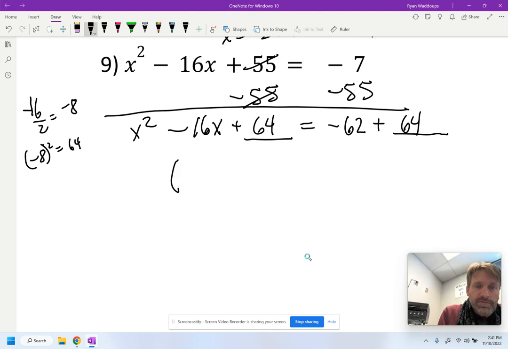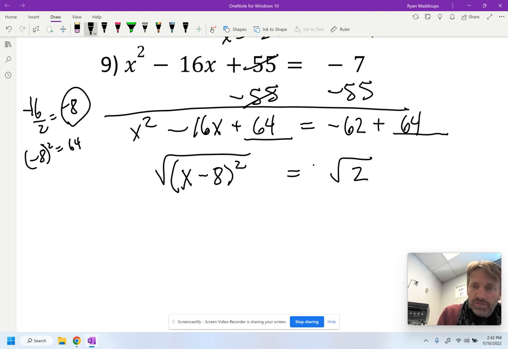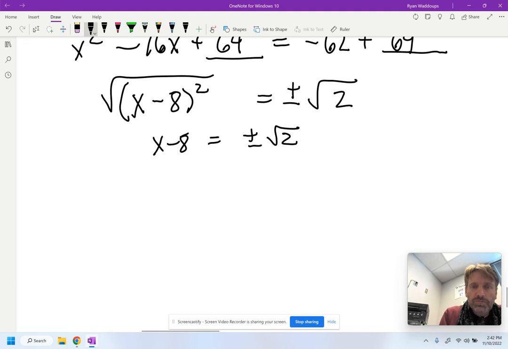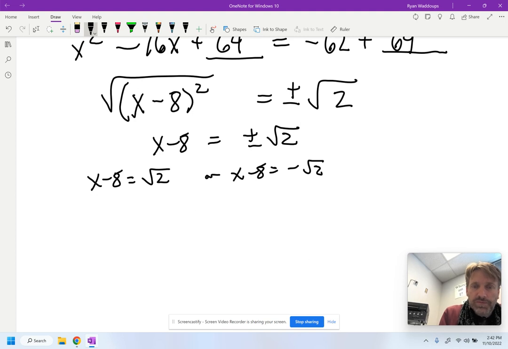And then I factor it. X, this is where I use that minus 8. X minus 8 squared is equal to, and then negative 62 plus 64 is 2. Take the square root, plus or minus. X minus 8 equals plus or minus the square root of 2. Here I'm going to add 8. No, I need to make 2 equations. So this is x minus 8 equals positive root 2, or x minus 8 equals negative root 2.